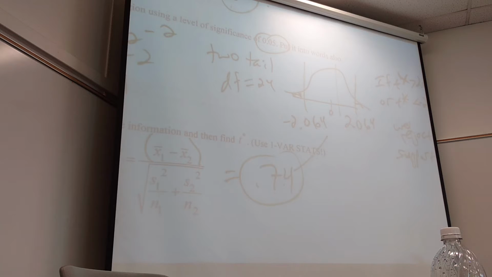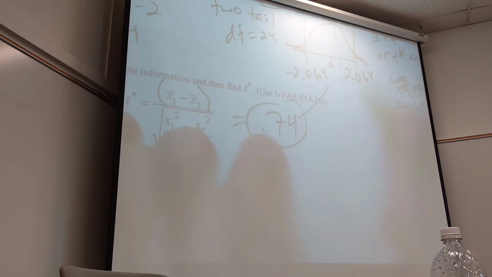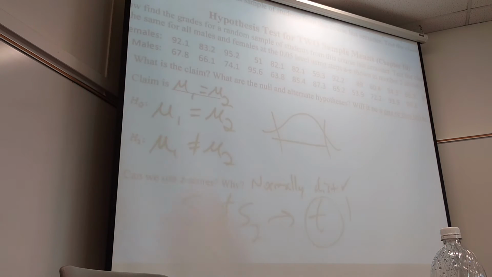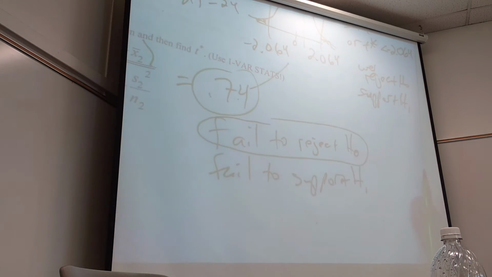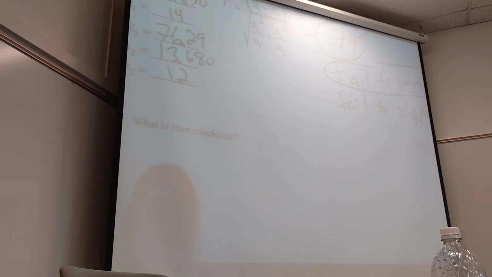So, what can I say right here then? Did we make it? No. So we failed to reject the null. Failed to support the alternative. And which one was the claim? So I'm going to use this language right there. I'm going to use that language to write my conclusion. So take a minute and try to write the conclusion.